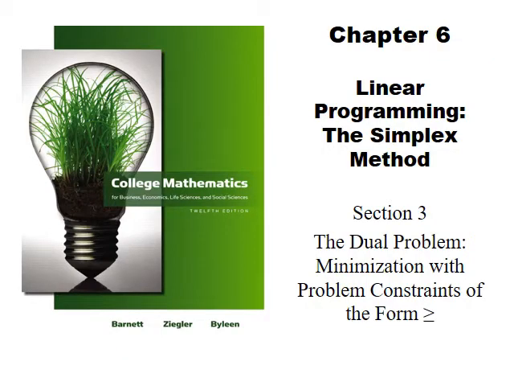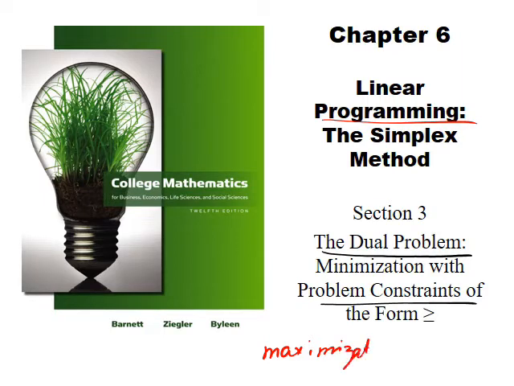This is the third part of chapter 6, dual problems, minimization with problem constraints. Maybe you have noticed that before the midterm we were studying the simplex method, trying to maximize the problem. But now this is minimization. Before, all the problem constraints were in less than or equal form, but now you will have constraints in greater than or equal form. So this is the difference between maximization and minimization.